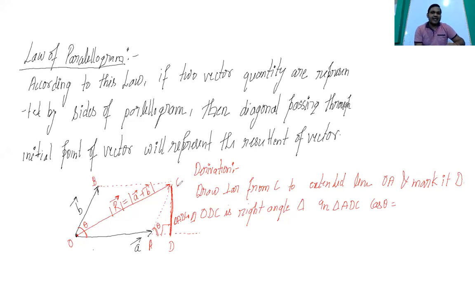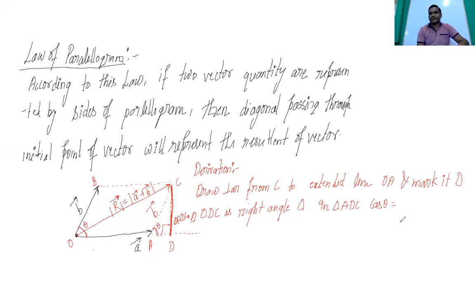Because this AC is parallel to OB, this angle will be the same, theta. So cos theta is base upon hypotenuse. The base is your AD, the hypotenuse is your AC, which is equal to the B vector. So cos theta equals AD upon AC.